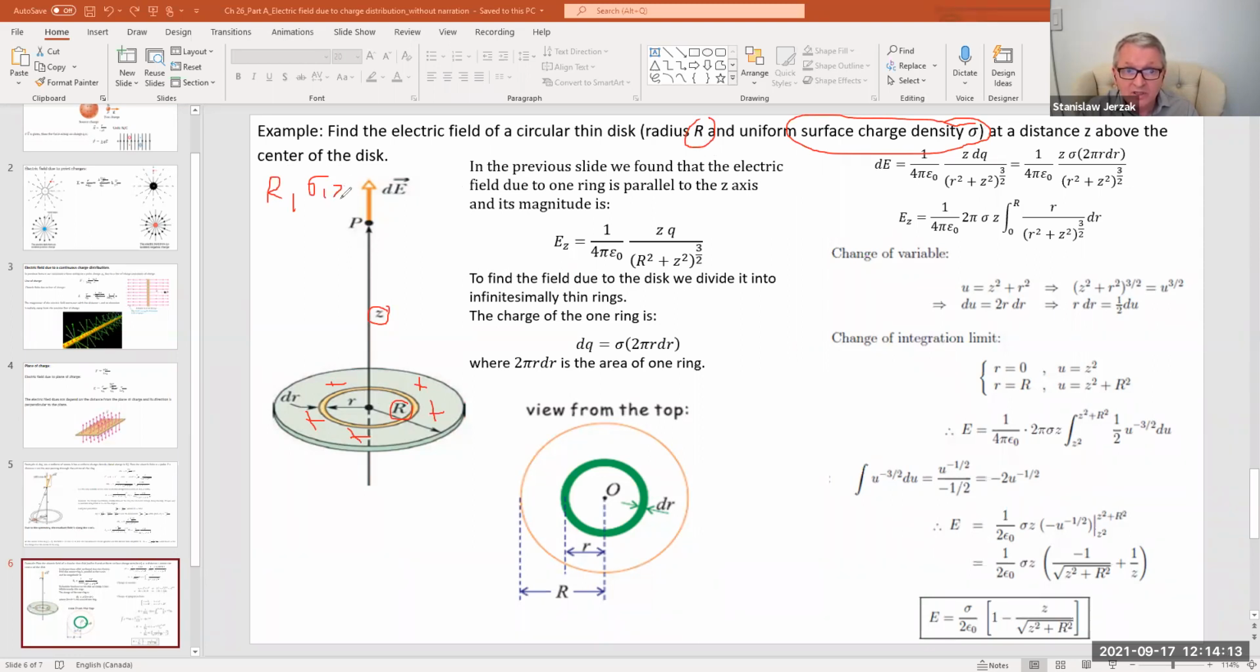So like in the previous example, Z is constant. And I will call this axis my Z axis, okay? So X and Y would now be in this plane. So the disk is in the X, Y plane. And I want to find the electric field at point P located on the Z axis, and P is just above the center of the disk.